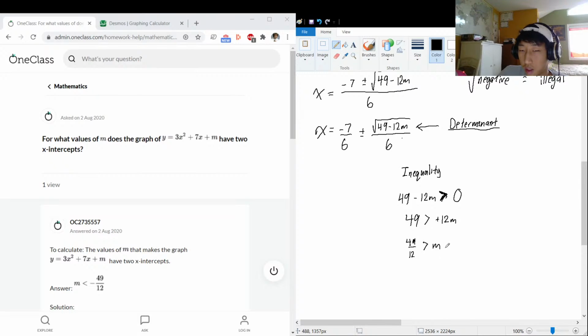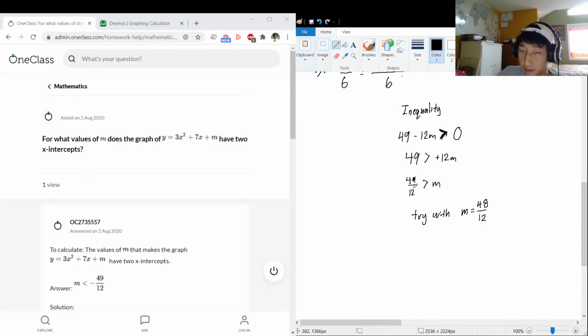So m has to be smaller than 49 over 12. So let's actually try that. Maybe m is equal to something smaller than that. Let's try with m equals 48 over 12, because we know that 48 over 12 is going to be less than 49 over 12.